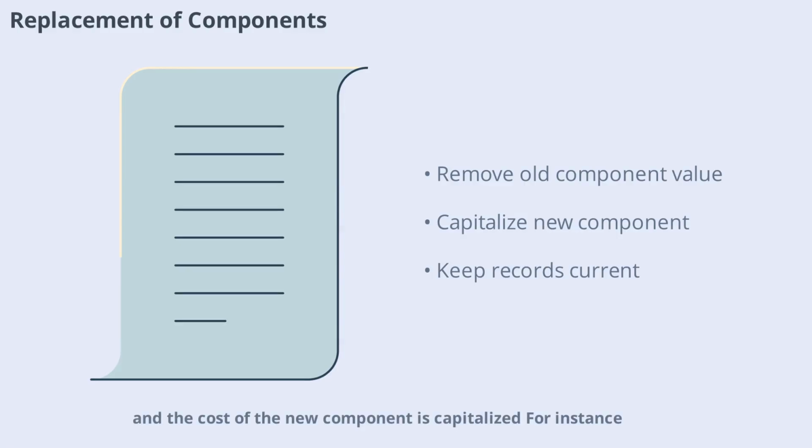For instance, if a company replaces the elevators in a building, the old elevator's value is derecognized and the new ones are added as a new asset component. This process ensures that the asset's book value remains accurate and up-to-date, reflecting only the current usable parts.